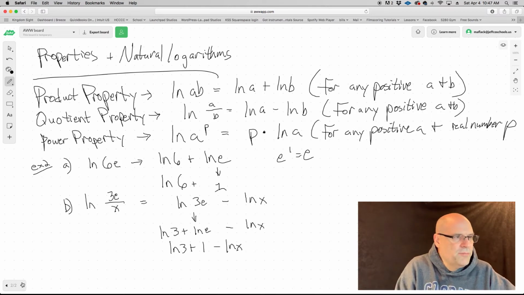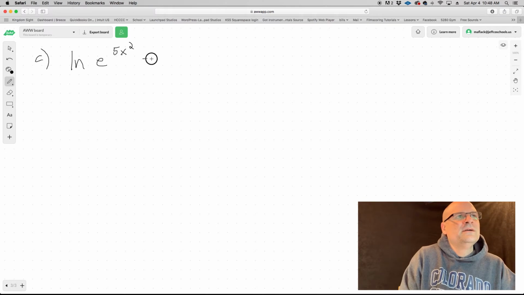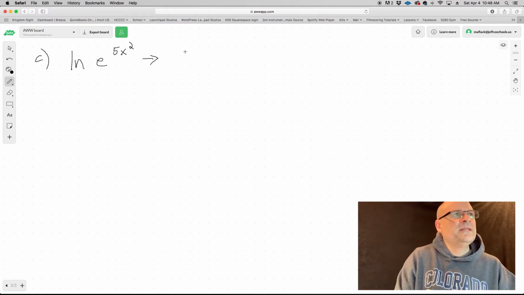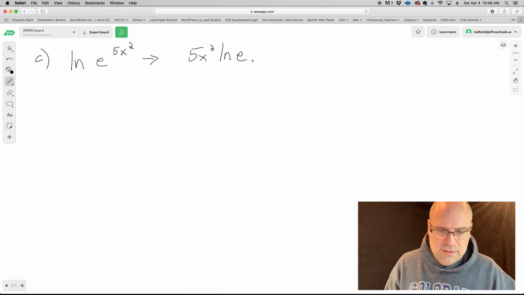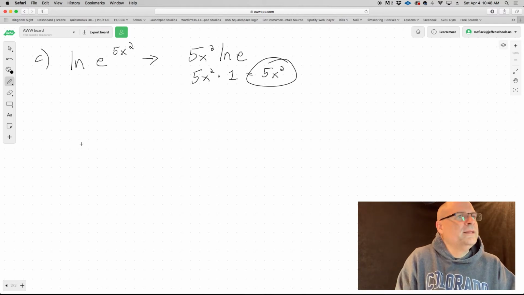Okay? Let's try a couple more. Natural log of e to the 5x squared. Okay? This is the power rule, so let's put this out in front. So 5x squared times natural log of e. Well, what's the natural log of e? That's just 1. So final answer, 5x squared. All right, last one.